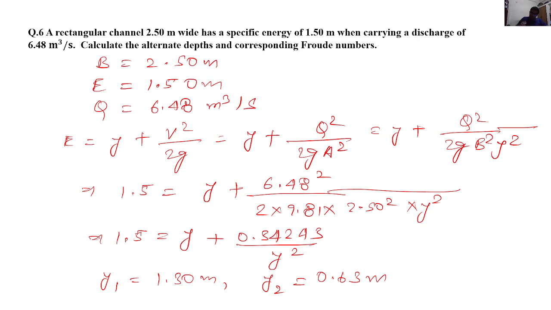So these were the alternate depths, and we have to also find out the corresponding Froude numbers. So let us find it out. For that we would need another slide.